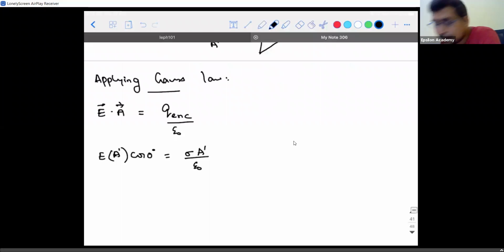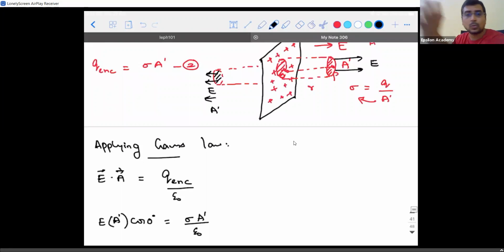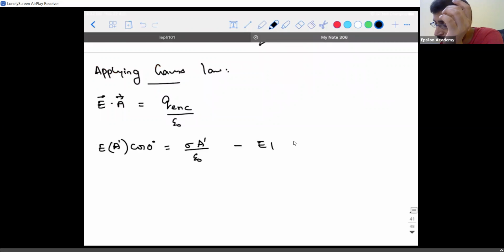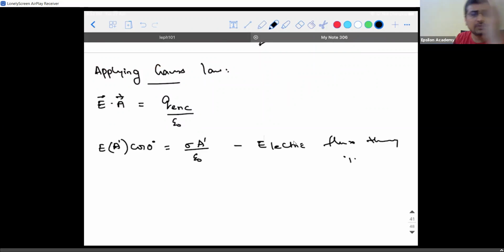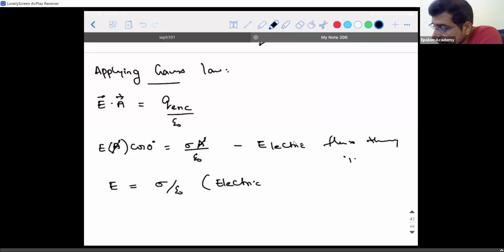So this is the amount of flux through one flat surface. The electric flux through the other flat surface will also be the same. Correct? So if I cancel this A dash and A dash, then, so cos 0 is 1, I'll get the value of electric field as sigma by epsilon naught, which is the electric field due to the whole sheet.